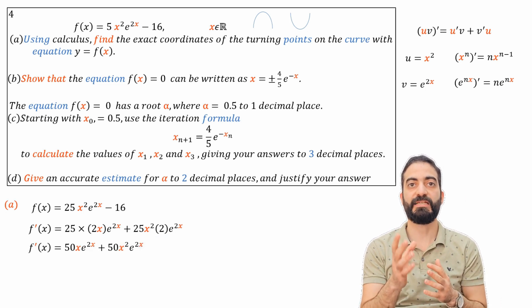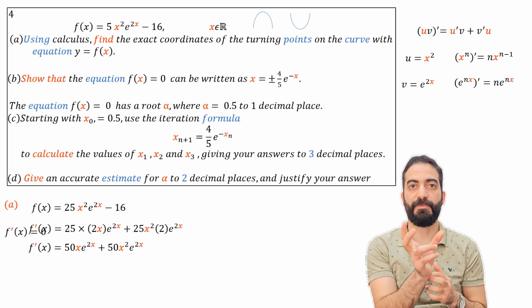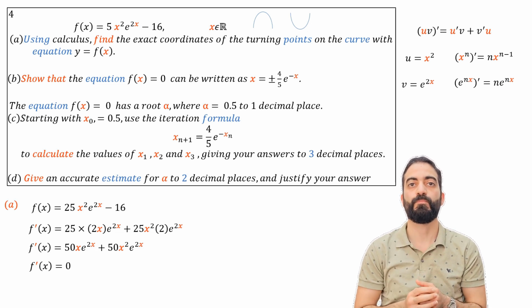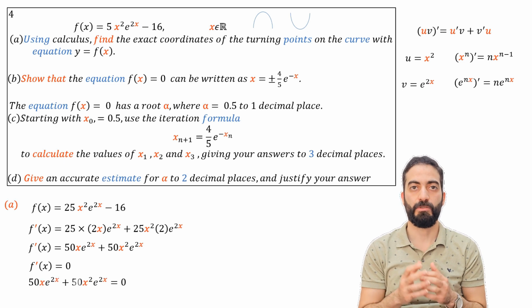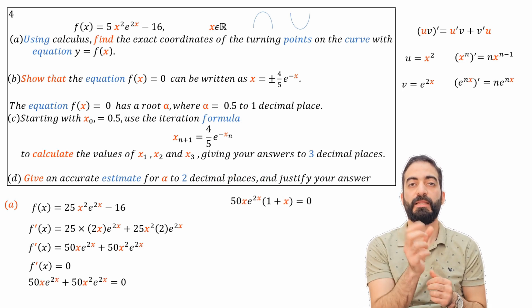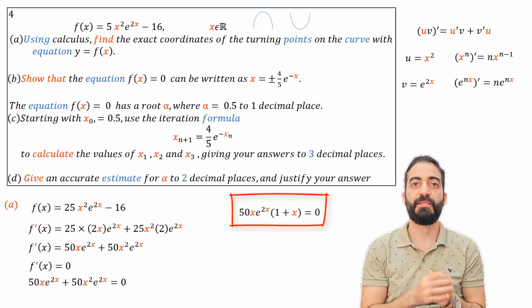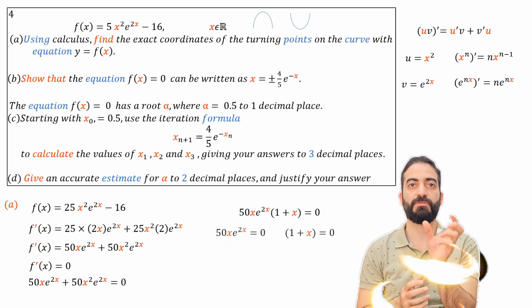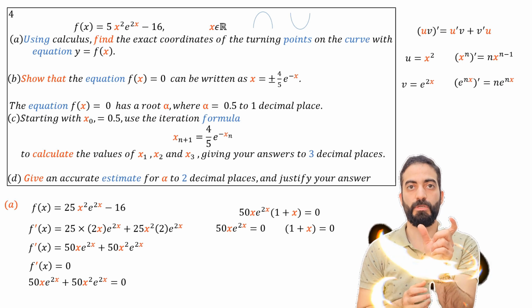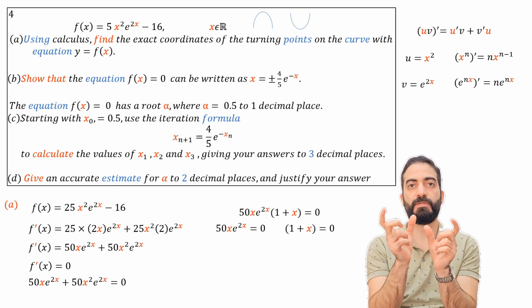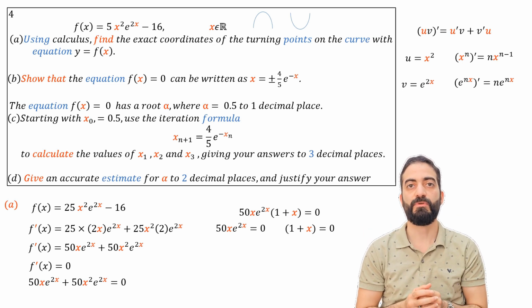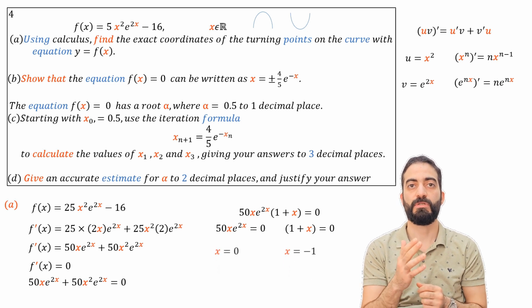Now in the second step, we write f'(x) = 0. Here we can take the common factor and we have this form. Now when we have this form, this means 50x times e^(2x) = 0, or 1 + x = 0. And in this way we obtained x = 0 or x = -1.